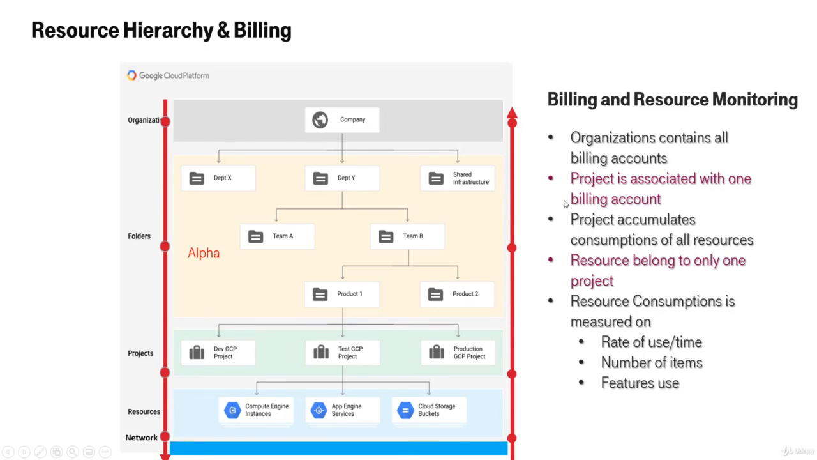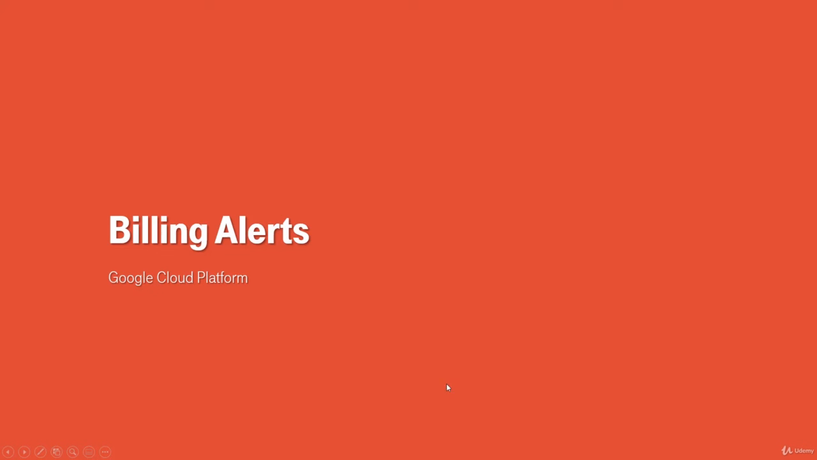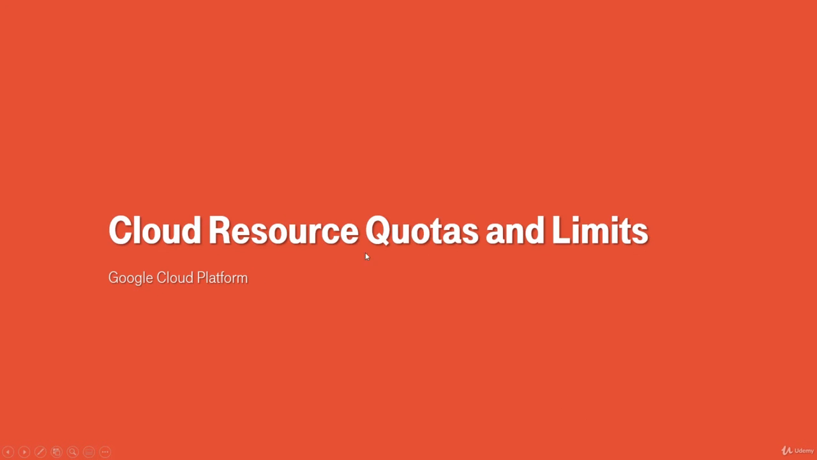If you look at the hierarchy, the way it works is you have access or control on these resources, and the project is your container, and that's where you will get charged. Let's go ahead and look at the cloud resources quota and limits in the next lecture.